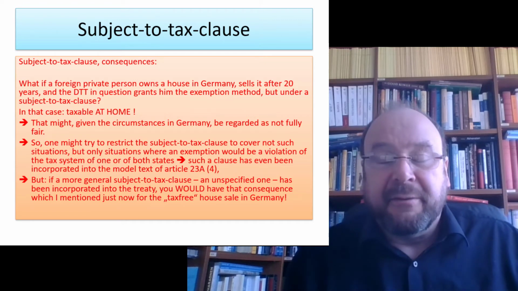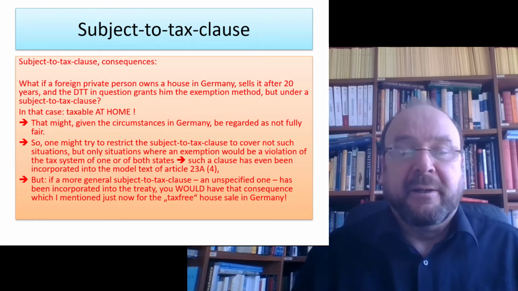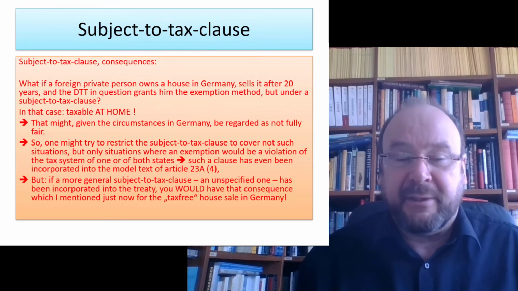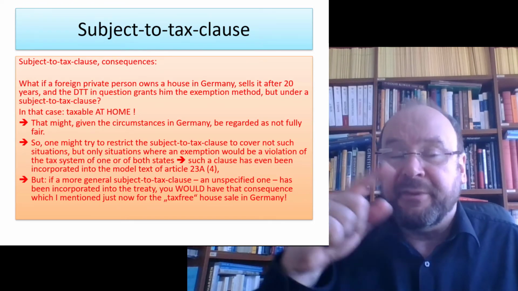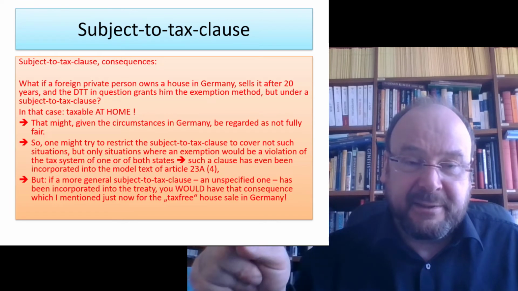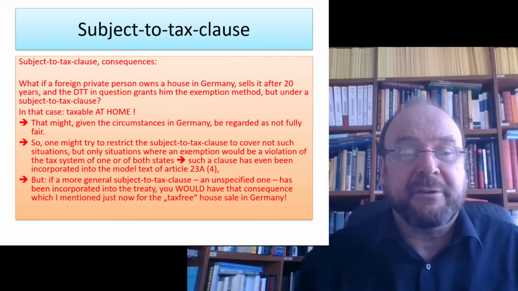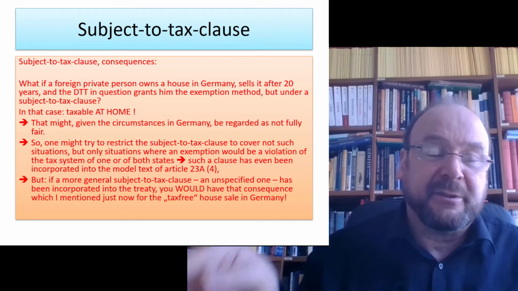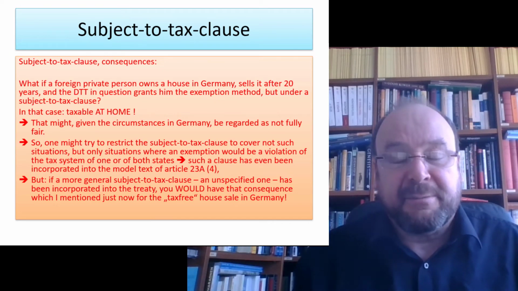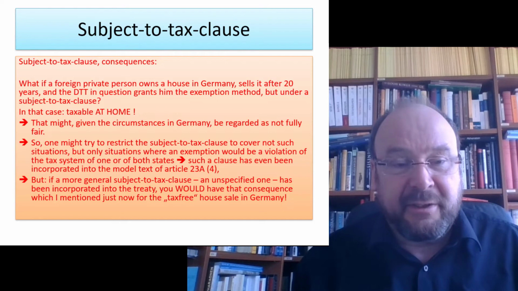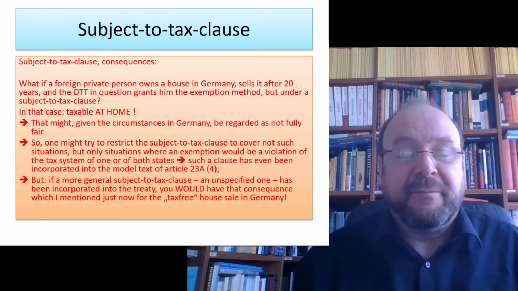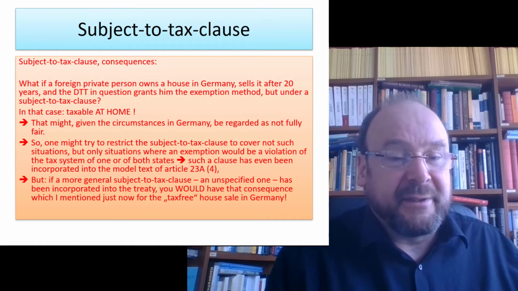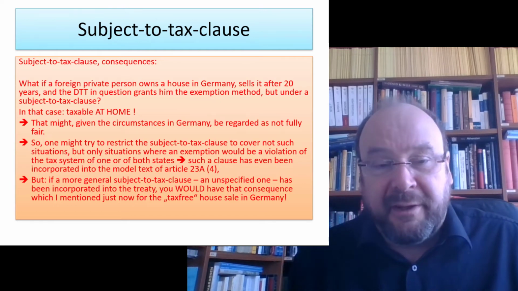For example, there might be situations where the double taxation treaty is interpreted in a way that the resident state thinks the source state may tax and so we exempt, and that the source state thinks we have no right to tax, so we don't tax. Especially for these qualification conflicts, the OECD has designed its own subject to tax clause. But this is not the only clause.